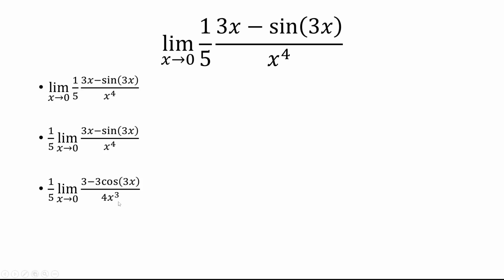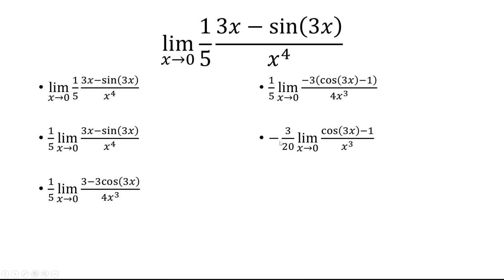Now I can plug in x equals 0 and get 0 over 0, but I'm just going to clean things up a bit. And I'm going to factor out a negative 3 from the top. So we have cosine 3x minus 1, and then over 4x cubed. So I have a negative 3 factor and then 4 on the bottom. So that comes outside, multiplies it by 1/5, and I get negative 3 over 20. And I can still plug in x equals 0 and get 0 over 0.